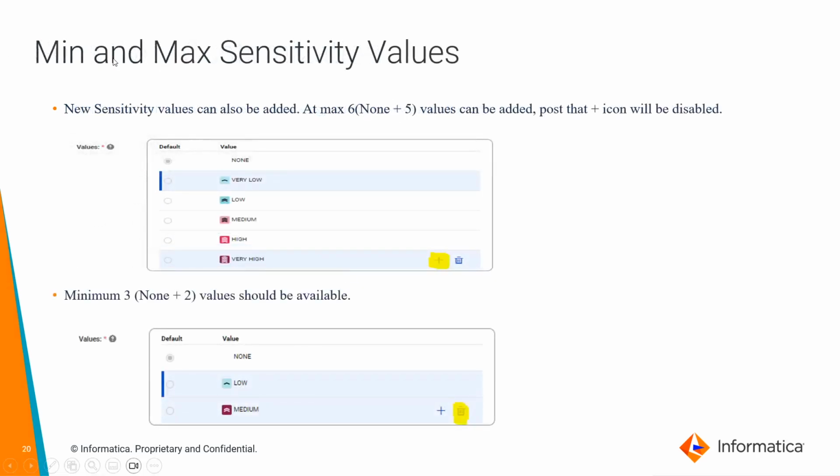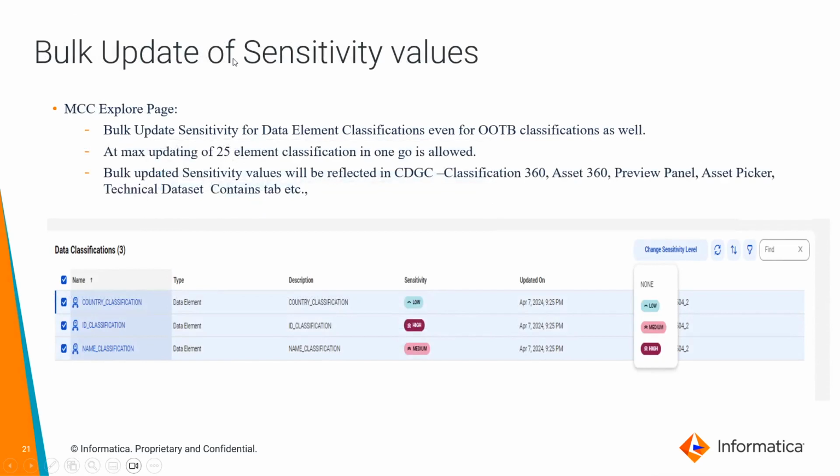There are also minimum and maximum limits for sensitivity values. Sensitivity values can be added, but at max 6 values, that is None plus 5 values. After that, the plus icon will be disabled. And a minimum of 3 values is required, like None plus 2, for example None, Low and Medium. So the minimum is 3 and the maximum is 6 values that we can have for the sensitivity attribute.